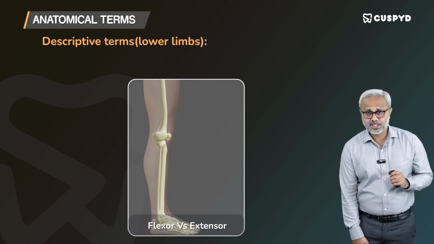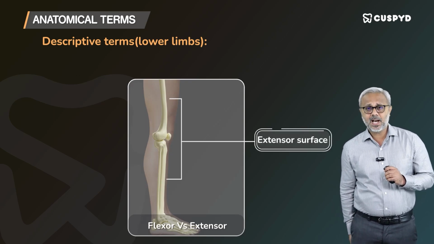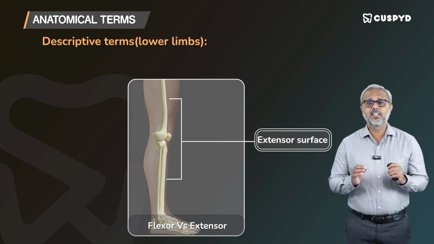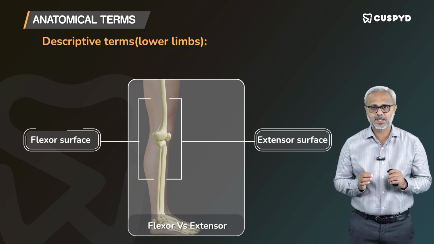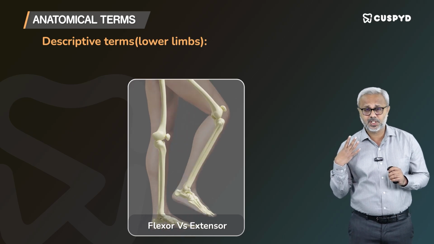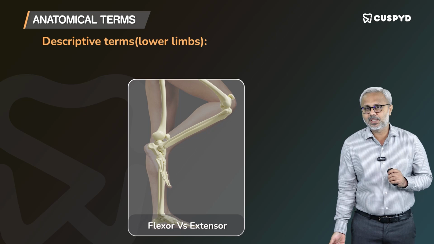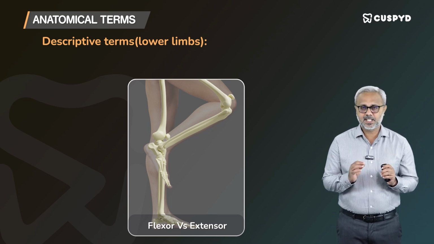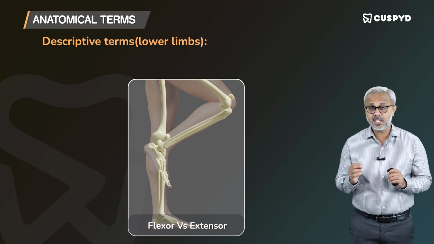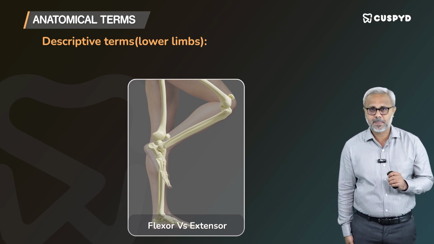So the front of the thigh and front of the leg are called extensor surfaces, whereas the back of the thigh and the back of the leg are called flexor surfaces, okay? Flexor surfaces can come in contact with each other, but the extensor surfaces cannot anatomically come in contact with each other. Are we clear? So this is regarding flexor and extensor surfaces and why the flexor surfaces of the upper limb and the lower limb differ.